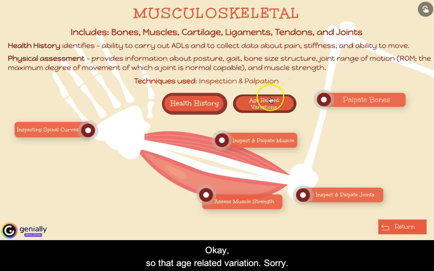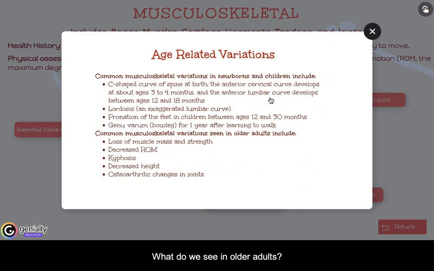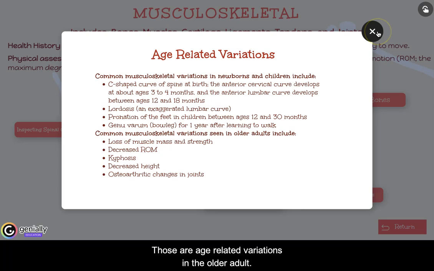Okay, so for age-related variation, what do we see in older adults? We see loss of muscle and strength, decreased range of motion. We see kyphosis, decreased height, and osteoarthritic changes in the joints. Those are age-related variations in the older adult.